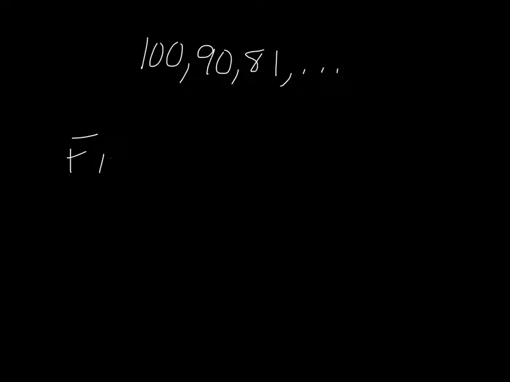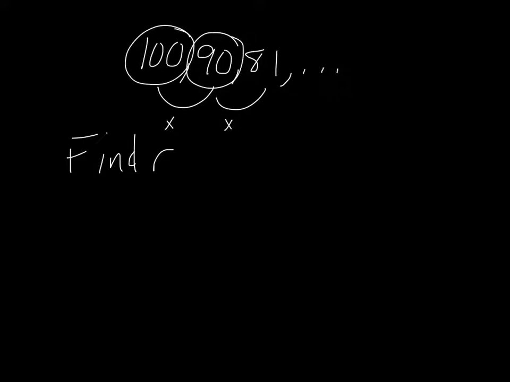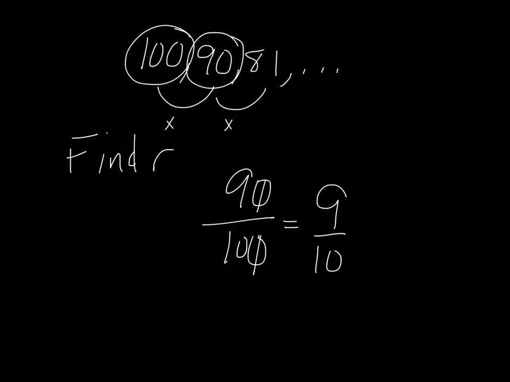And then another one would be if you have this sequence, we need to find r. So we need to figure out what are you multiplying by every time. Okay, now sometimes it's hard to tell. So you might have to actually do some math, and what you can do is you can take the second one divided by the first one. So if I take 90 divided by 100, I get 9 over 10, or 0.9.